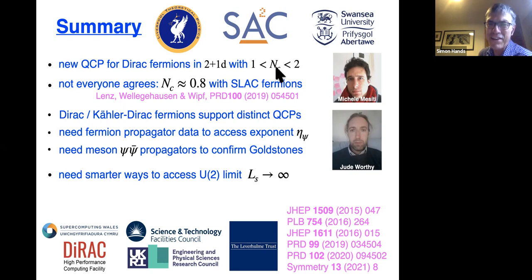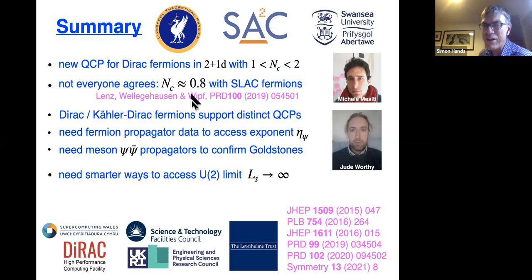So my colleagues in Jena University, led by Andreas Wipf, have also been studying the Thirring model, but with yet another U(2N) invariant lattice fermion approach called the SLAC fermion. And they see a different value for the critical number of flavors, about 0.8. A few years ago, I would have said I'm right and they're wrong. I'm not going to say that.